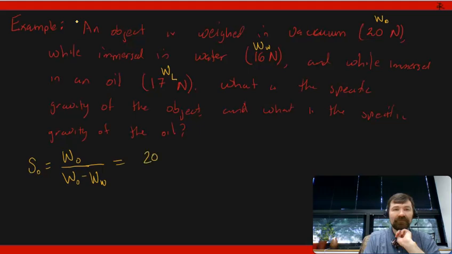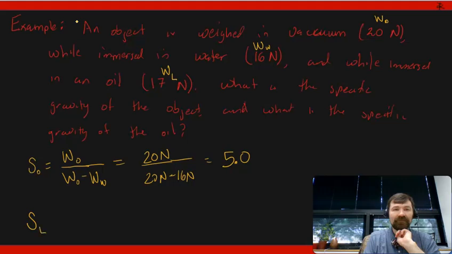So this is 20 newtons divided by 20 newtons minus 16 newtons, which is 20 divided by 4, which is 5. So this thing has a specific gravity of 5. It's neat that we can do this because this means we basically just measured the density of the object without ever directly measuring its volume. In fact, we could now maybe figure out what the volume of the object is from this.